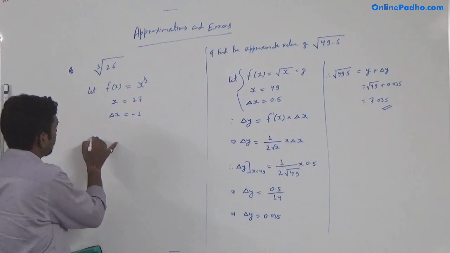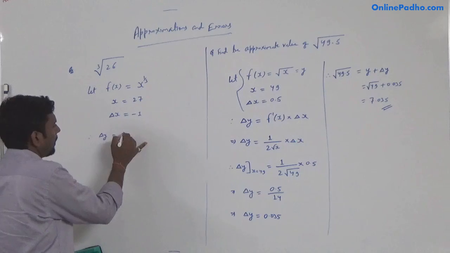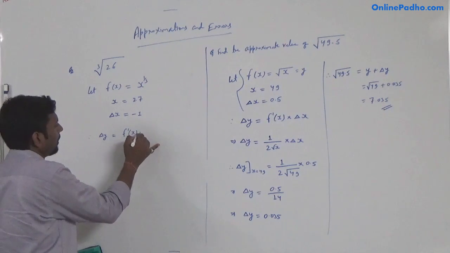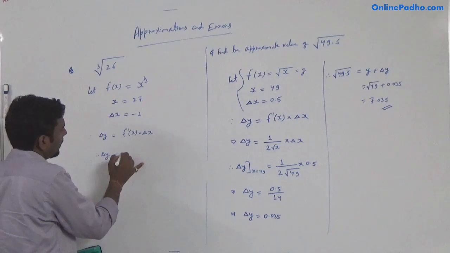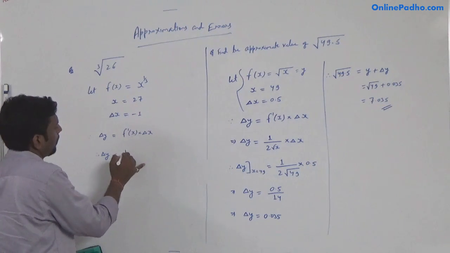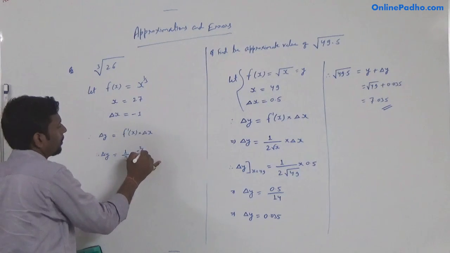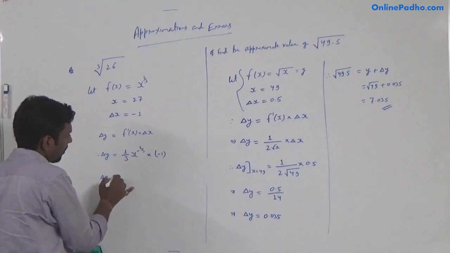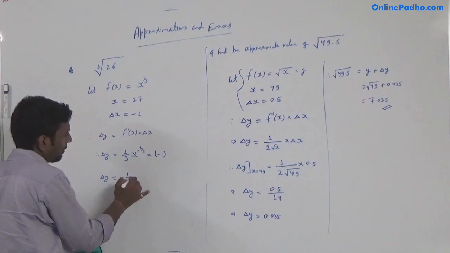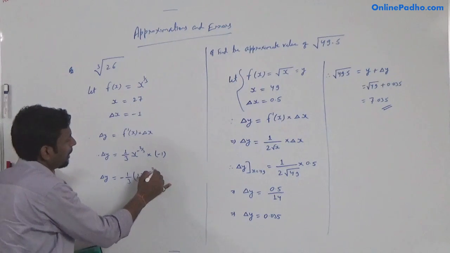So now, therefore, we can find delta y. And the delta y can be written as f dash x, that is dy by dx, multiply delta x. So therefore, delta y can also be written as f dash x, means we have to differentiate this function: 1 by 3 multiply x to the power minus 2 by 3 multiply minus 1. So delta y can also be written as minus 1 by 3 multiply x, which is 27, to the power minus 2 by 3.